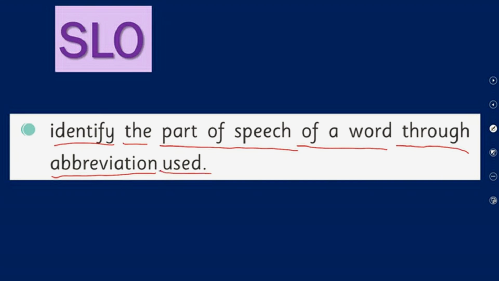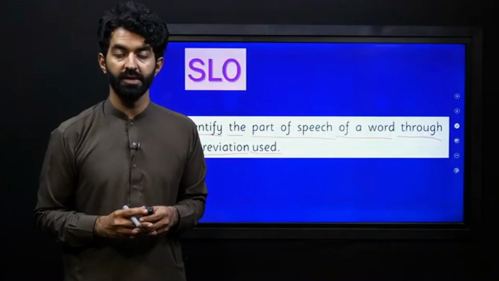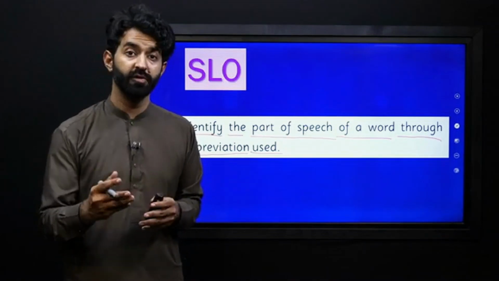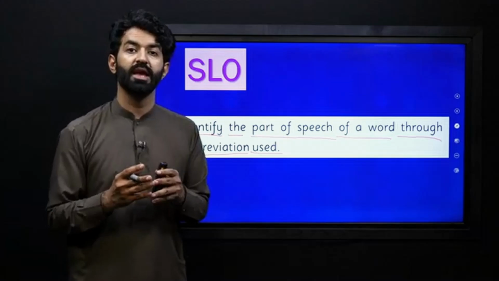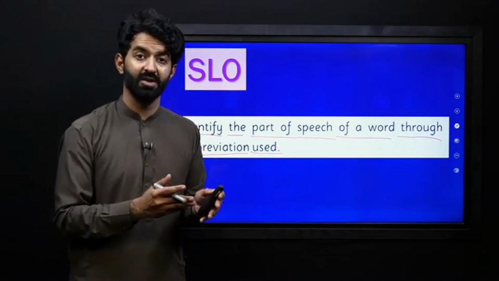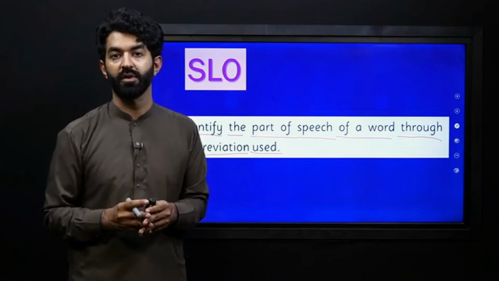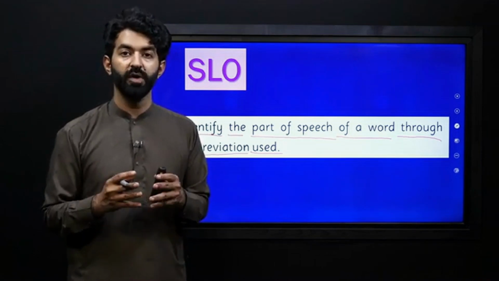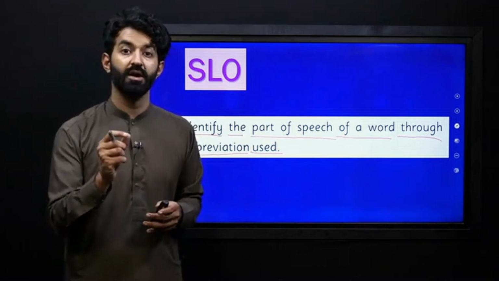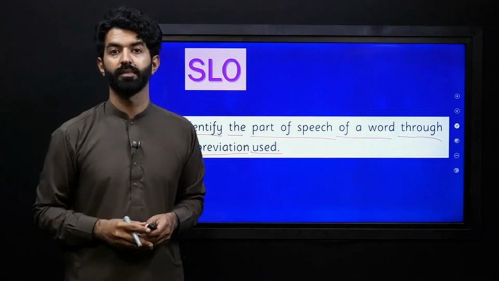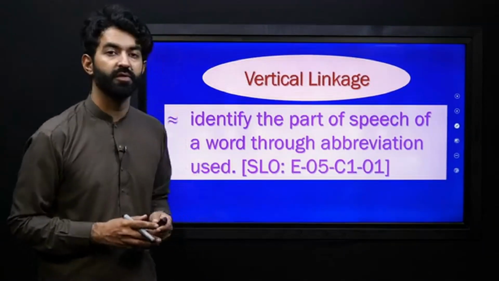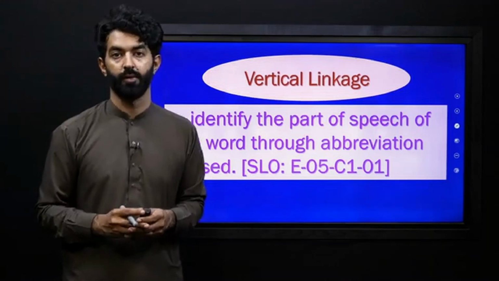So what are we doing in this lesson? We are going to see how we can find the part of speech that is used, using its abbreviation, the short form, whenever it comes up, whether it's in a dictionary or thesaurus or any other reference material. So we will develop a skill of recognizing parts of speech through their abbreviations or short forms. So now let's get started. Here is a vertical linkage of this SLO with the previous grade's SLO.